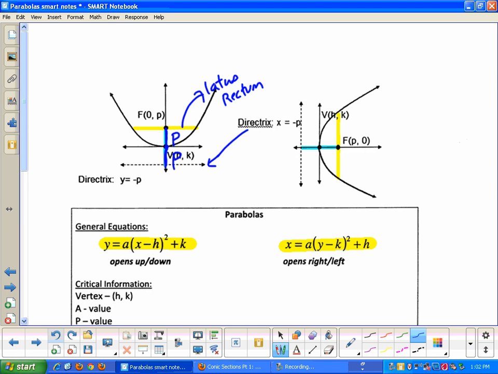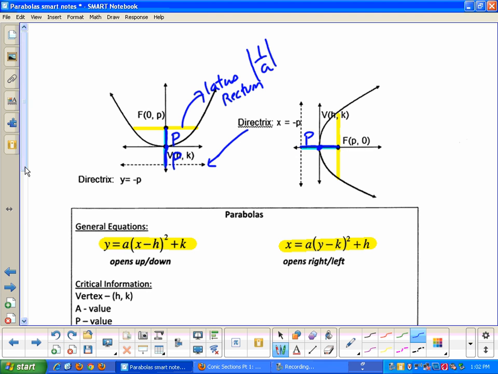And you just find the latus rectum by taking that a value from your equation, and you do 1 over a, and it's always the absolute value because it's a distance. So the same thing for parabolas that open left or right. So looking here, this distance is your distance of p. So this distance would also be p from the directrix to the vertex, and the vertex to the focus is always the same distance.